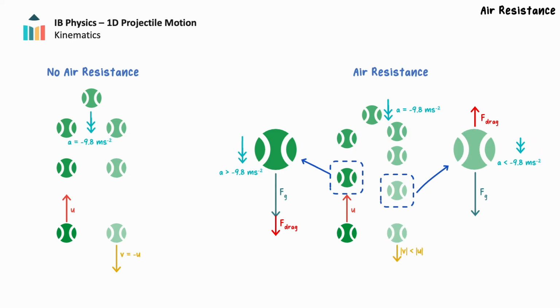The flight is no longer symmetrical. The result is that the ball reaches a lower maximum height, is in the air for a shorter period of time, and lands with a slower final velocity.